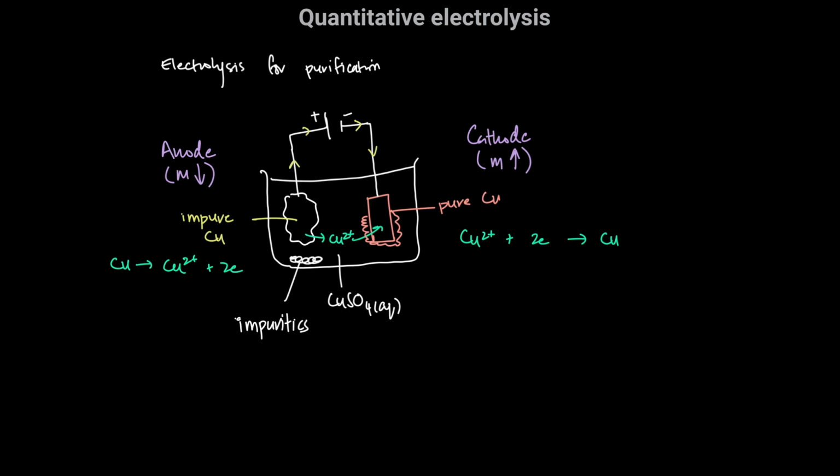And obviously, the reason we use pure copper here is because we want purification of copper to take place, right? So what we're doing is we're just depositing more copper on the already pure copper, right? So we're essentially increasing the mass of copper that we have. So we're extracting copper from this impure sample. So now let's look at a question.